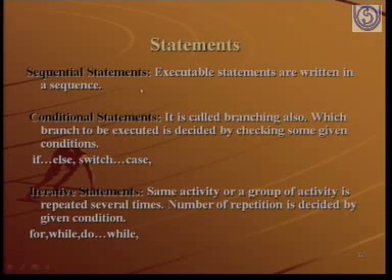One is the sequential type, in which you are writing one statement after another. So a series of statements is there, and those statements are executed one by one, and ultimately you reach the result. Conditional statement, this statement is also called a branching statement.